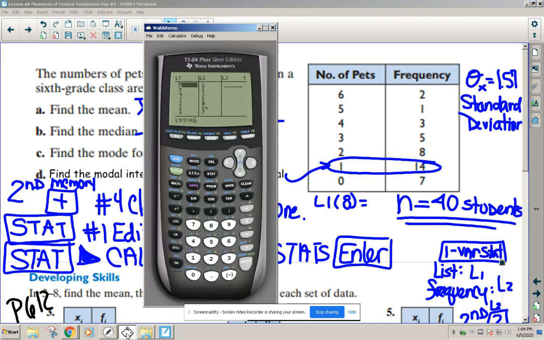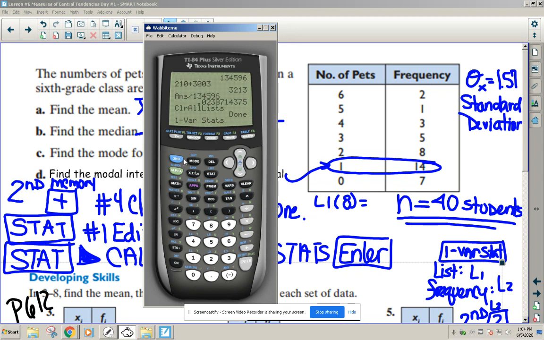And we're not hitting enter yet. This is a 2-column table. So if I hit stat and I go to calculate and I hit number 1, I have to let this calculator know that it's the frequency with the number of pets.